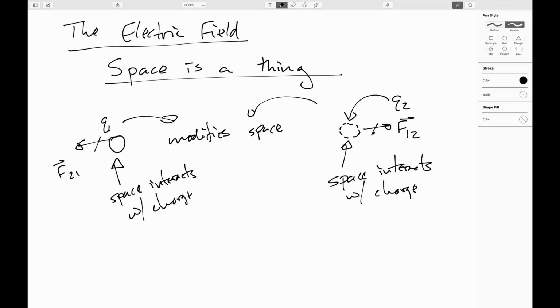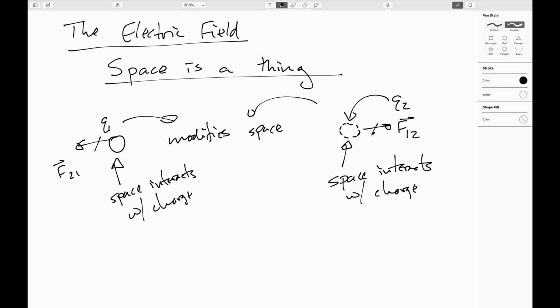These are still equal and opposite forces, but it turns out that these charges modify space around them, and then the space where the other charge is at is what interacts with that charge to provide the force. So we don't know exactly how space is being modified or what's going on deep down. If you hear people doing work on things like string theory or axion theory or other things like that, these are attempts to describe the thing that is space.